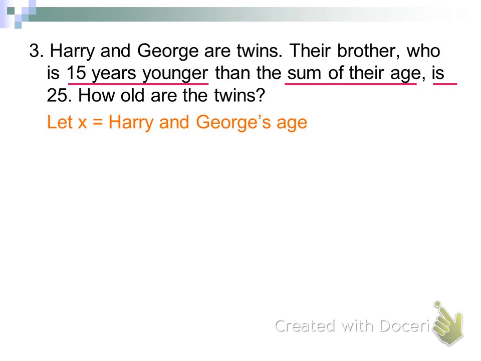So now I'm going to use an X. I'm going to let X represent their age. Since it's going to be the same thing, you don't have to have like X for George, Y for Harry, or anything like that. It's going to be the same number. So X will represent the twins' age.